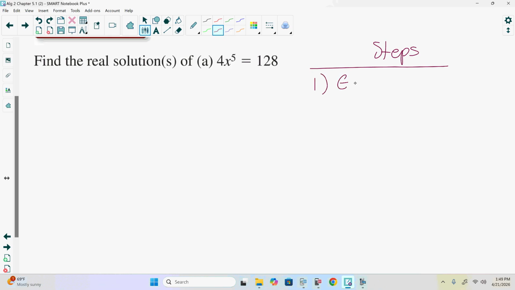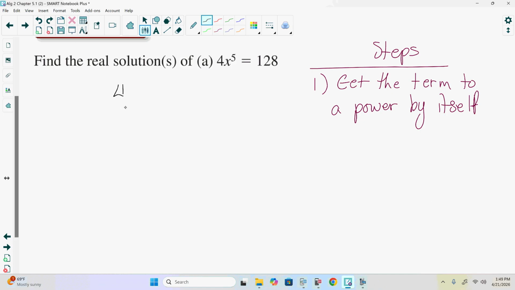Step number 1. Get the term to a power by itself. We want to get whatever that term to a power is by itself. Using addition, subtraction, multiplication, division, we want to get it by itself first. So 4x to the fifth equals 128. What do we need to do first to get that x to the fifth term by itself?